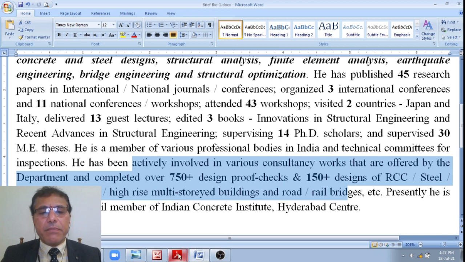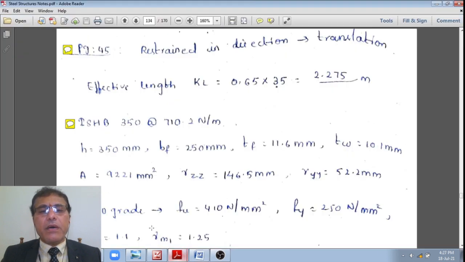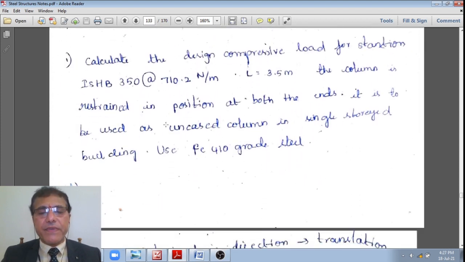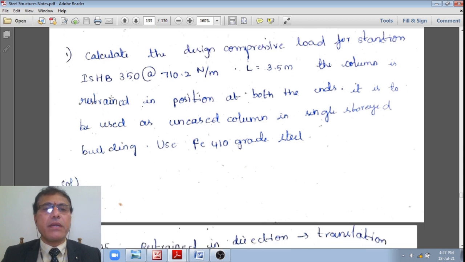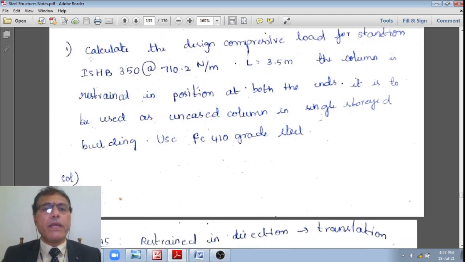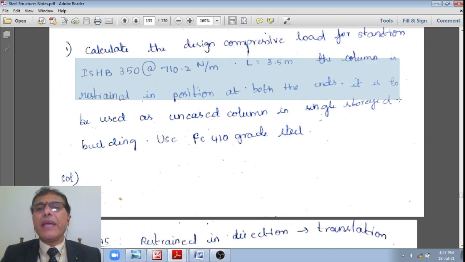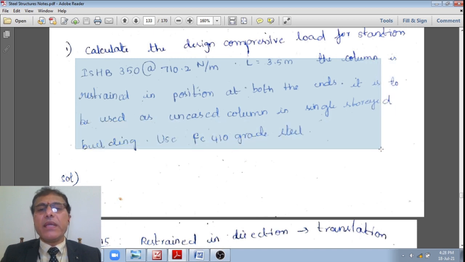Now, once we have seen this brief profile, students, let us move quickly to the topic we will be discussing. In the previous class, we have seen all the codal specifications pertaining to the design of the compression member. Now we will see a numeric problem. The first problem is: calculate the design compressive load for a stanchion ISHB 350 at 710.2 Newton per meter, whose length is equal to 7.5 meter. The column is restrained in position at both the ends. It is to be used as an uncased column in a single storied building. Use Fe 410 grade steel.